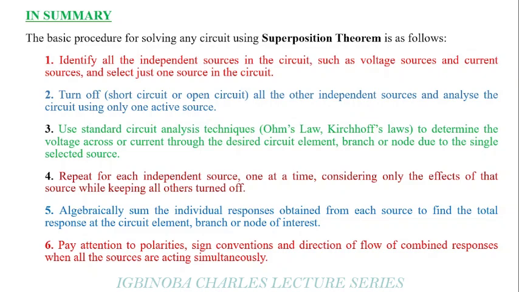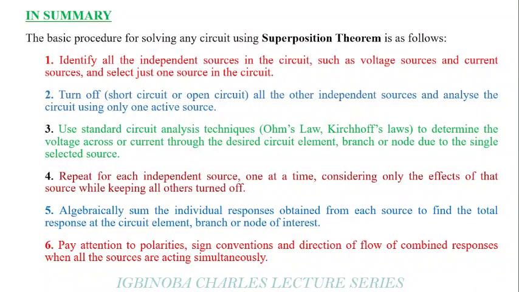In summary, the basic procedure for solving any circuit using superposition theorem is as follows. Number 1, identify all the independent sources in the circuit, such as the voltage source and the current source, and select just one source in the circuit at a time to analyze. Number 2, turn off, short circuit or open circuit all the other independent sources and analyze the circuit using only one active source. Number 3, use standard circuit analysis techniques, Ohm's law, Kirchhoff's law, to determine the voltage across or current through the desired circuit element, branch or node due to the single selected source.